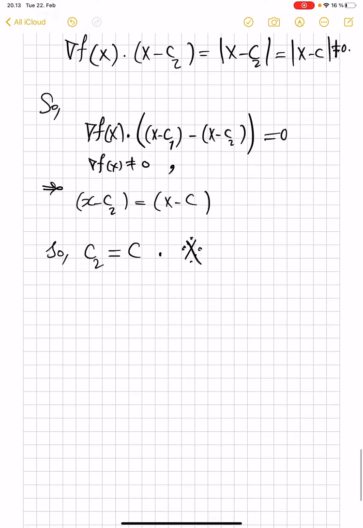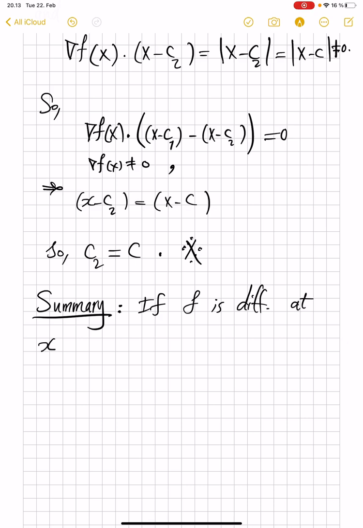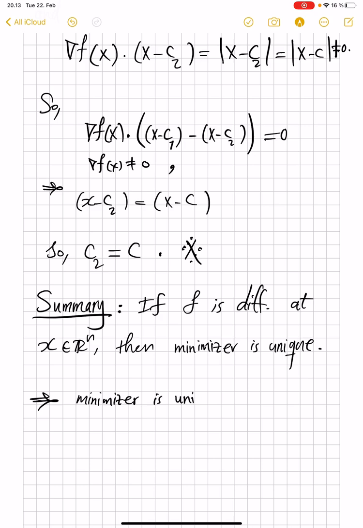But all of this hopefully has convinced you that if f is differentiable at x in Rn, then the minimizer is unique. And we know that f is differentiable almost everywhere. So the minimizer is unique for almost every x. So that completes this proof.